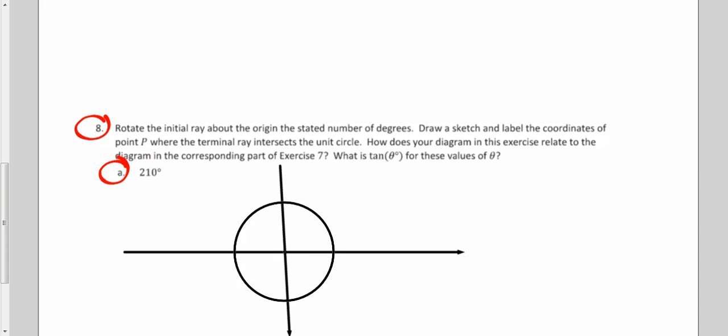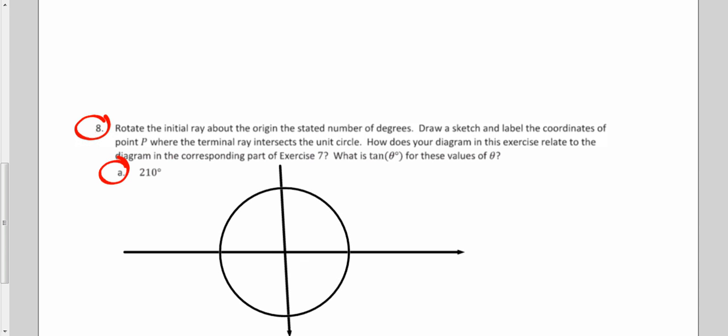It says, rotate the initial ray about the origin the stated number of degrees. Draw a sketch and label the coordinates of point P where the terminal ray intersects the unit circle. This one's going to be a little bit trickier here.